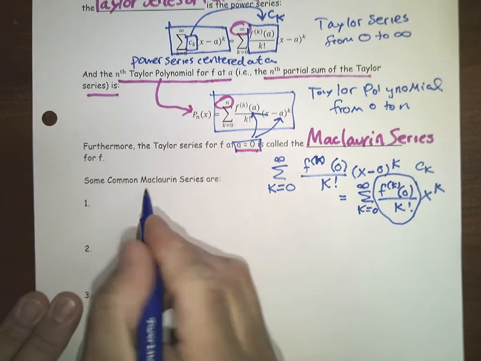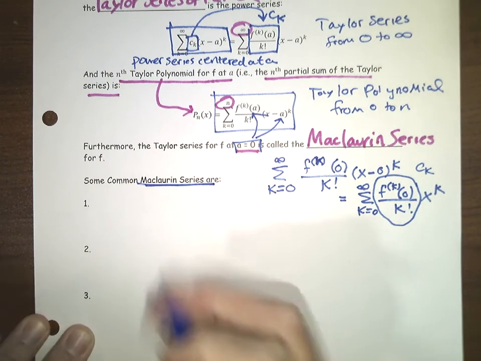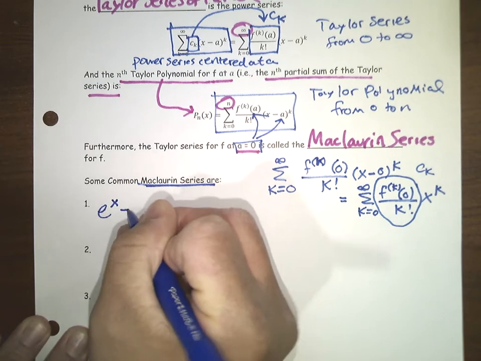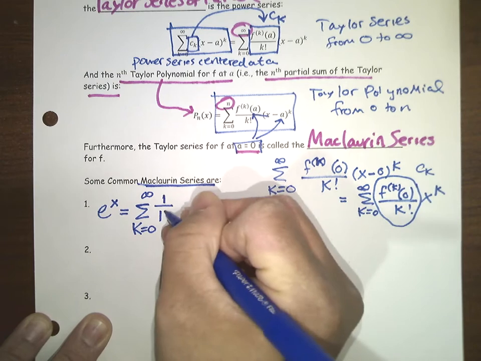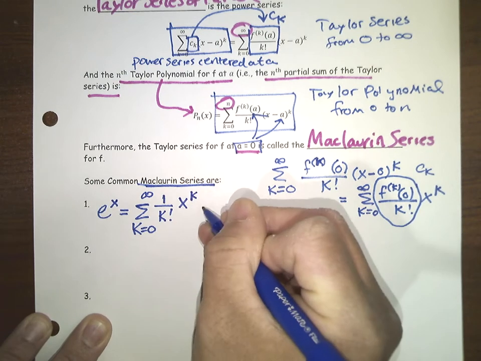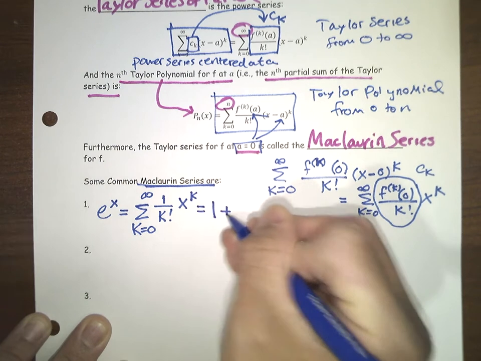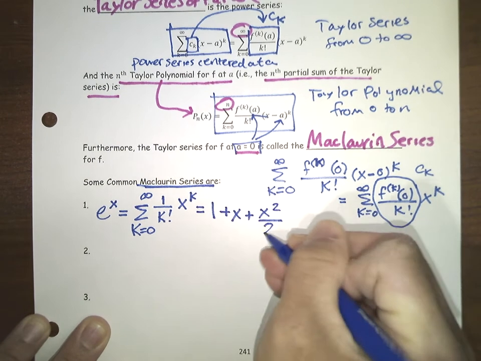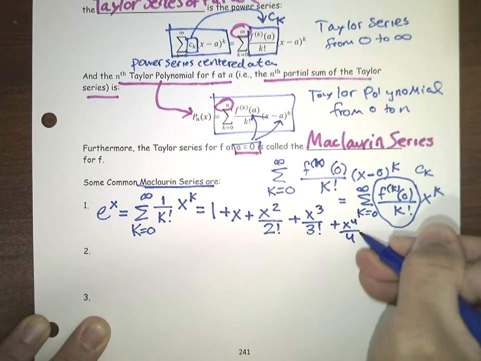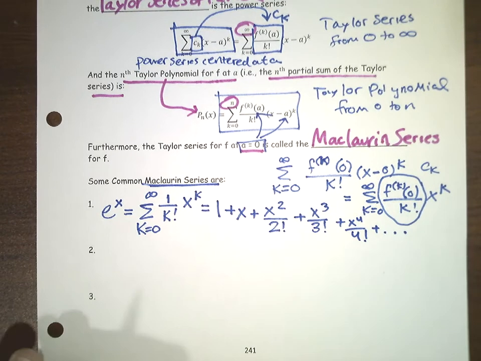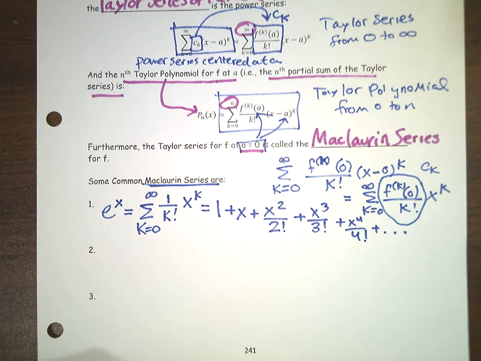All right, so some common Maclaurin series, when the a is 0 in the Taylor series, are e^x. So that's the sum, k equals 0 to infinity, of 1 over k factorial times x^k. So then what will that end up being? Well, that will be 1 plus x plus x squared over 2 factorial plus x to the third over 3 factorial plus x to the fourth over 4 factorial, and so on. So you could prove this, but we are just writing this one out since it is a common one.